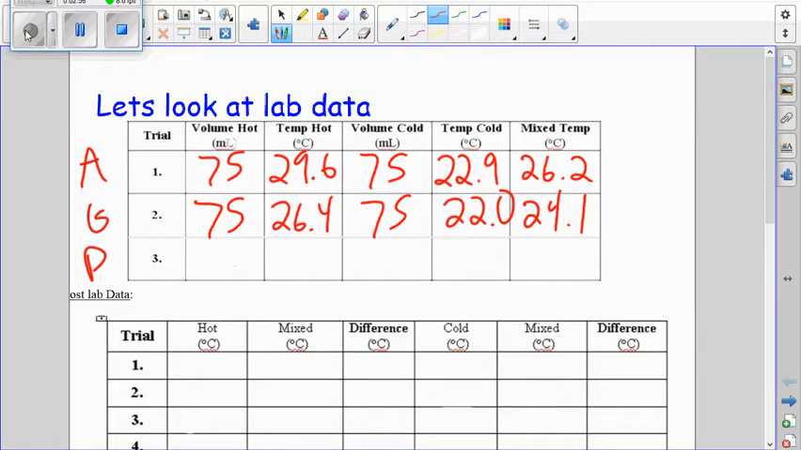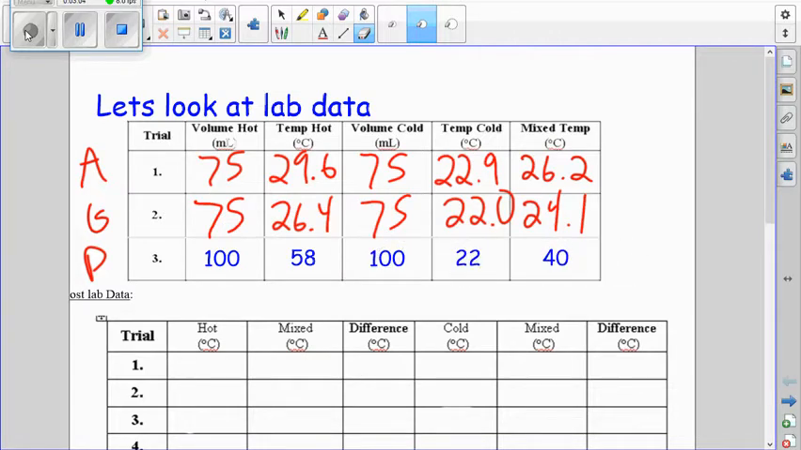There we go. Mr. Pilcher's data, I rocked 100 milliliters. My hot was at 58 because I heated it up more. Boom, boom, boom. Alrighty. So you would have normally collected data just like this if you were doing the lab today. Thank you for doing that, Gabby and Amanda, by the way.